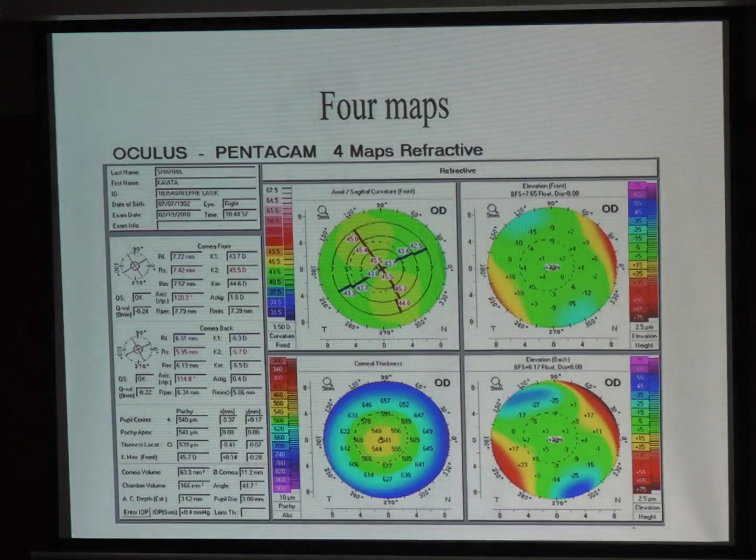Now this is how a map refractive of the Pentacam looks like. On the left side of the map, the patient details are provided in the topmost corner. Below that, all the quantitative values of the cornea are provided. This we are going to discuss in detail. And then on the right side you have the 4 maps, which include your axial or sagittal curvature map, the elevation map, which is for the front and the back surface, and then you have the corneal thickness or your pachymetry map.